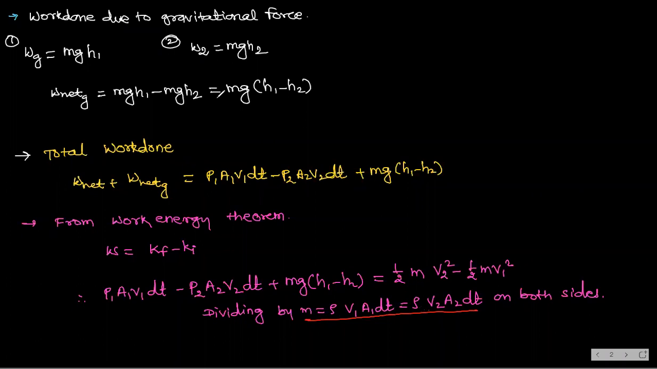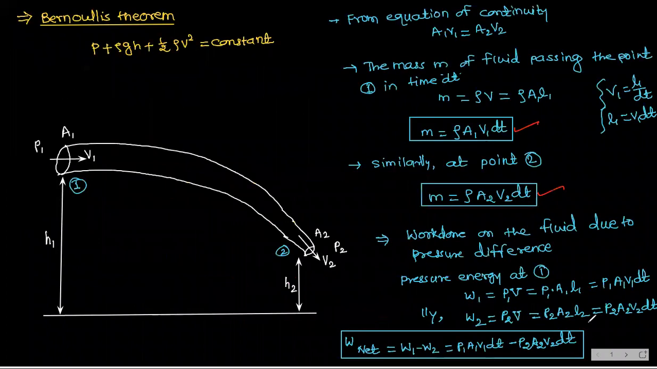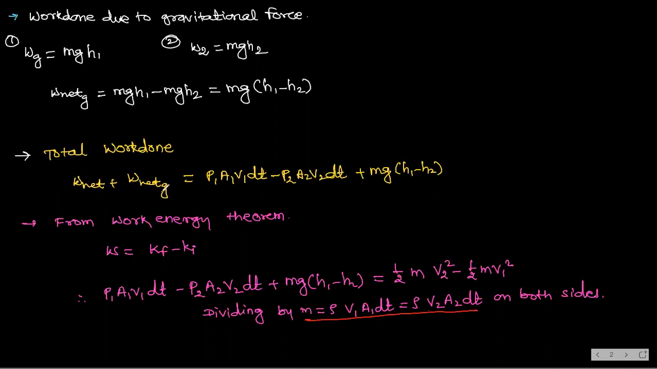Now total work done is what? This gravity energy plus pressure energy. So here we already have this W net due to pressure and this W net due to gravity. This we are going to add. So we have added P1 A1 V1 dt minus P2 A2 V2 dt plus mg into (h1 minus h2). Now from the work energy theorem, W is equal to Kf minus Ki. Work done is equal to change in kinetic energy. So this W value is equal to Kf minus Ki, half m V2 square minus half m V1 square.